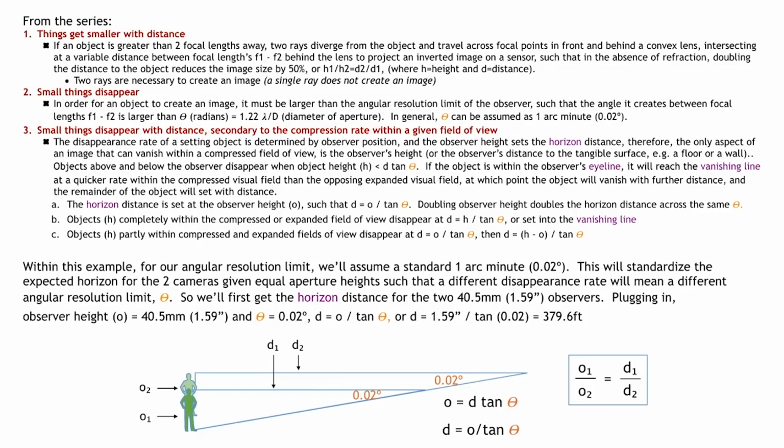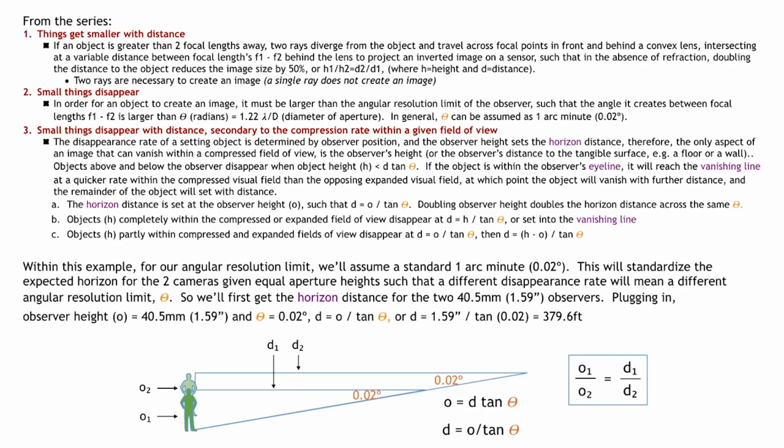But within this example, we don't need to use all of those. For our angular resolution limit, we'll assume a standard 1 arc minute, or 0.02 degrees. This will standardize the expected horizon for the 2 cameras given equal aperture heights, such that a different disappearance rate will mean a different angular resolution limit theta.